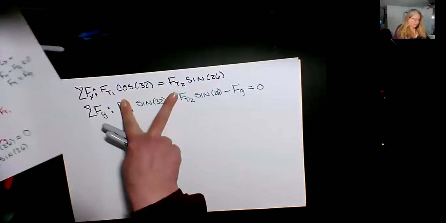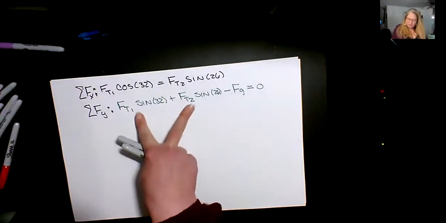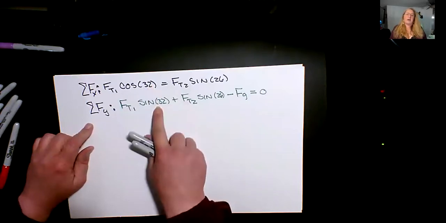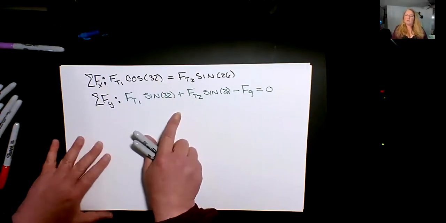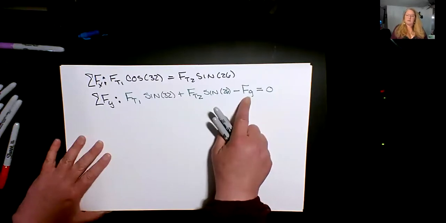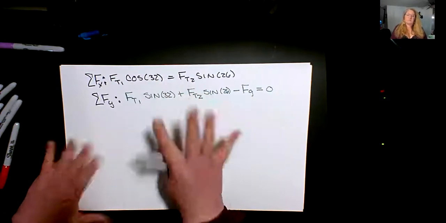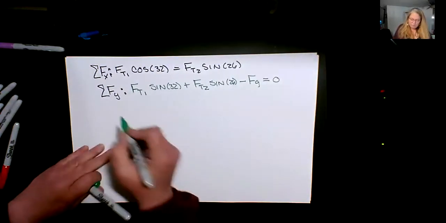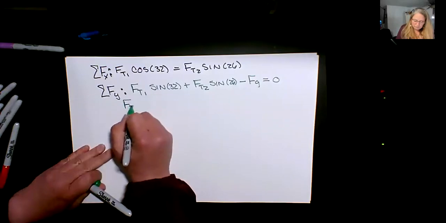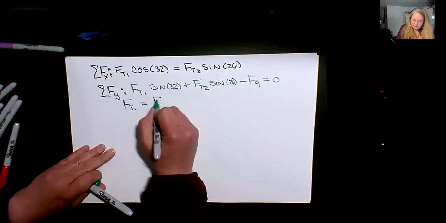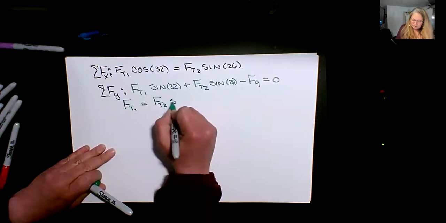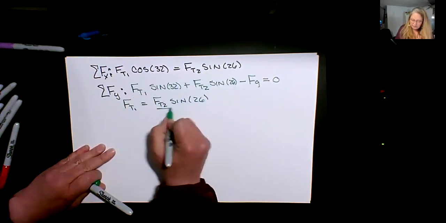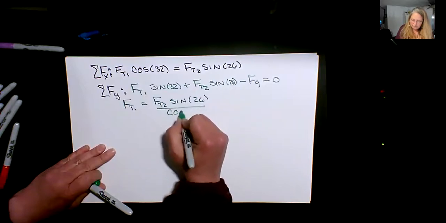So I look at this, I'm like, okay, I have 2 unknowns. If I have 2 unknowns, I must have 2 equations. I have 2 equations, I'm good to go. So if I know this, I can solve for any of these. It's kind of nice. So I can go like this. I can be like, okay, so force of tension 1 equals force of tension 2 sine of 26 dividing by cosine of 32.